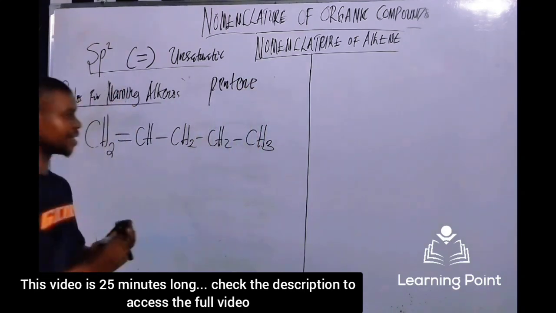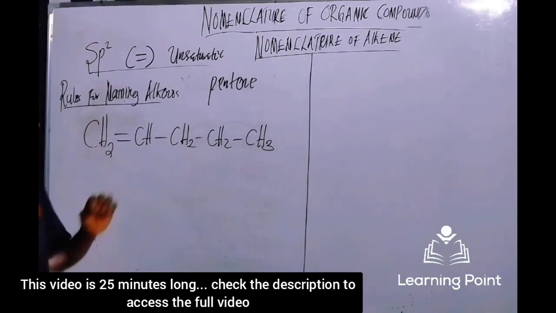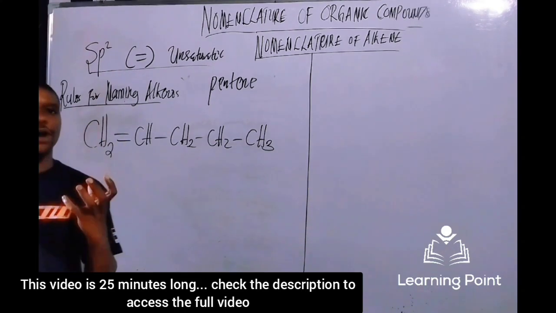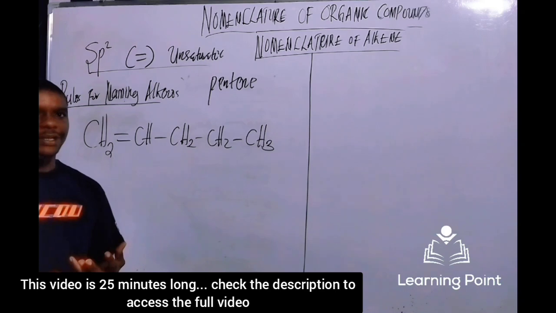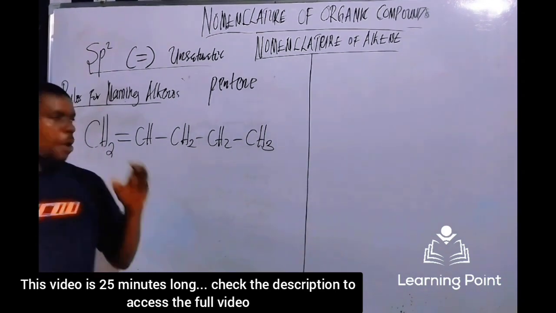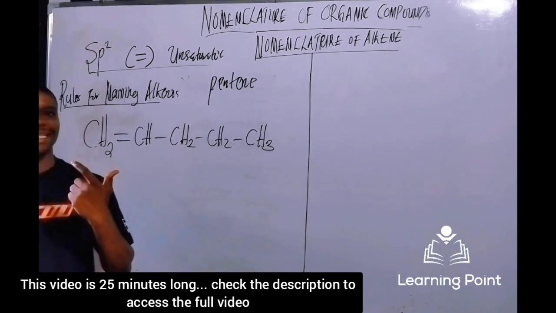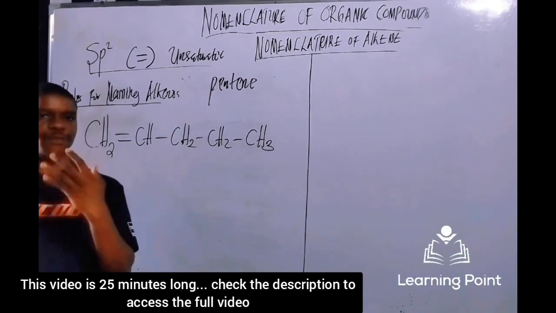Pentene. That is it, because there's a double bond here. Now what we want to understand is that the double bond must have the lowest possible number. If you check the nomenclature of the alkenes, the double bond acts as the functional group here. So we must number the chain in a way that the carbon atom that carries the functional group has the lowest possible number.